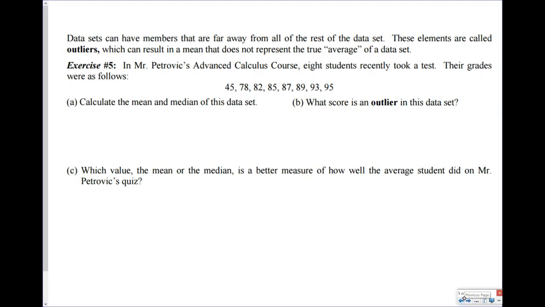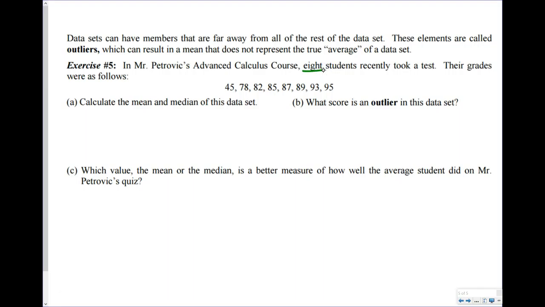And finally, the last exercise is going to talk about this idea of outliers. Data sets can have members that are far away from the rest of the data set. These elements are called outliers, which can result in a mean that does not represent the true average of the data set because one number is really off. So exercise 5 says, in Mr. Pedrovic's advanced calculus course, 8 students took a test. Their grades were as follows.